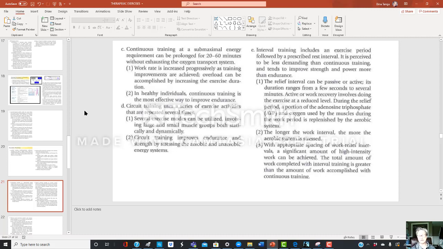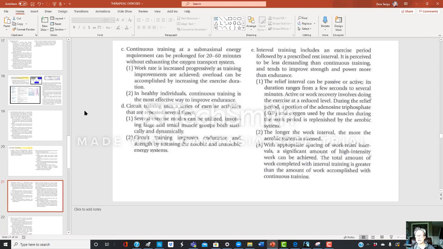Circuit training uses a series of exercise activities that are repeated several times. Several exercise modes can be utilized involving large and small muscle groups, both statically and dynamically. Circuit training improves endurance and strength by stressing the aerobic and anaerobic energy systems.